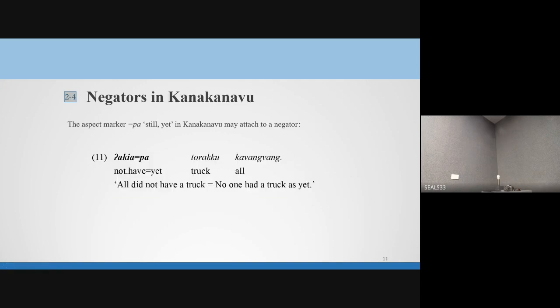Negators in Kanakanavu. Kanakanavu is a Formosan language spoken in southern Taiwan, Kaohsiung. The aspect marker pa, still or yet, in Kanakanavu may attach to a negator. Akia pa, toraku. That's from Japanese. Toraku, kawangwang. All did not have a talk. That means all people did not have any talk. But it takes the aspect marker.